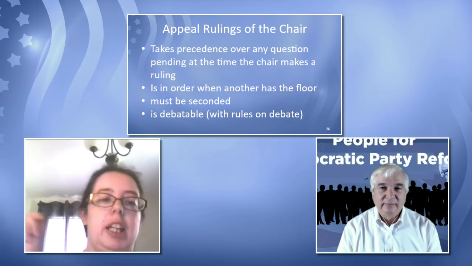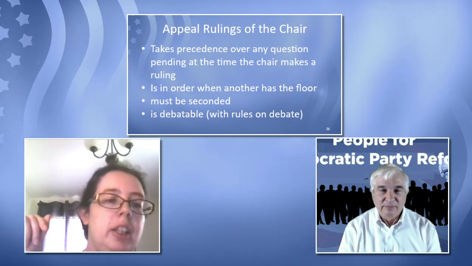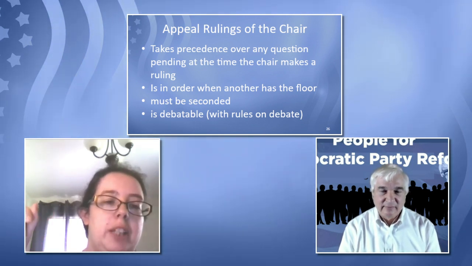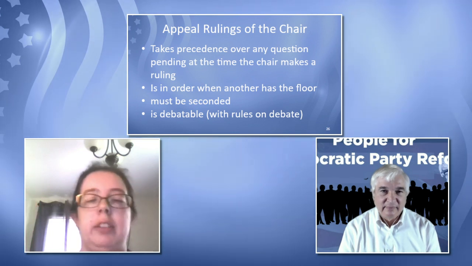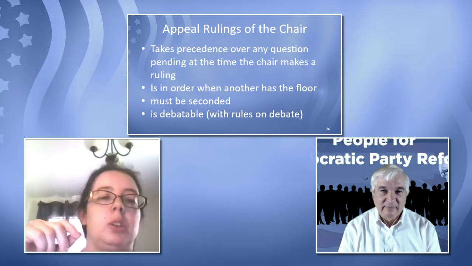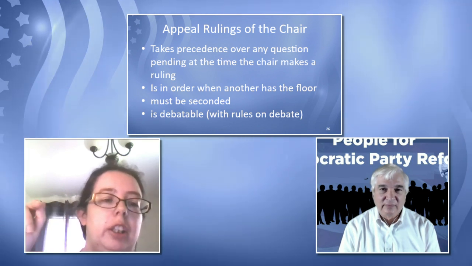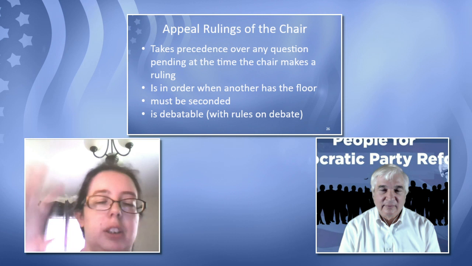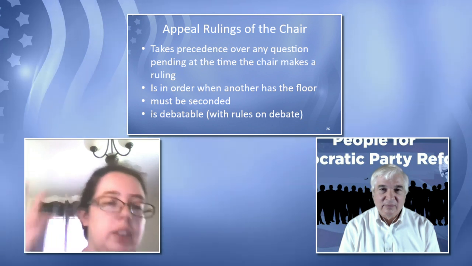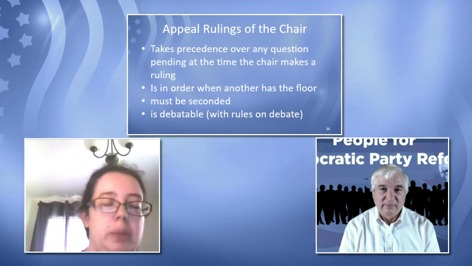It takes precedence over any question that's pending at the time. It's in order when somebody else has the floor. So the chair makes the ruling, the person goes back to droning on about whatever. You can stand up and say that you appeal the ruling of the chair. And there are particular rules on the debate, and we won't get into that unless somebody really, really wants to know.